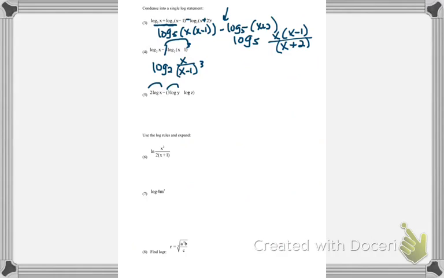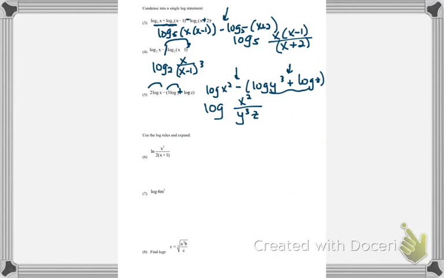Okay. In the next one, we've got a couple. Let's bring up our exponents first. So we've got log x squared minus log y cubed plus log z. This guy is giving us a multiply. This one is giving us a subtract, which is a divide. So we pull out the log. We set up our divide. X squared over, and this will give us a product in our denominator. Y cubed z. So we've condensed it down to one statement.